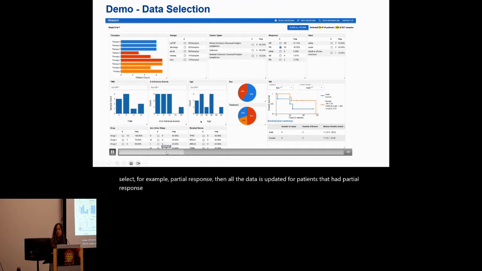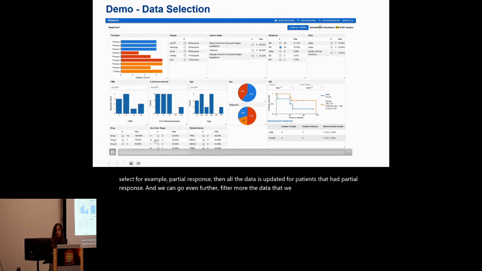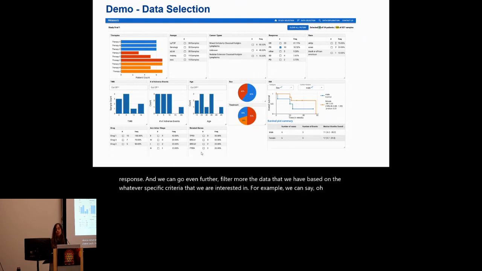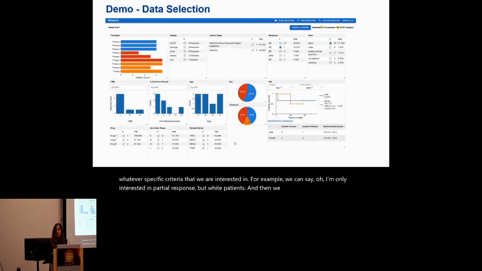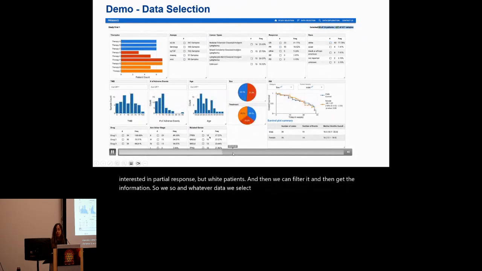And we can go even further, filter the data based on whatever specific criteria we are interested in. For example, we can say, I'm only interested in partial response, but white patients, and then we can filter it and get the information. And whatever data we select, when we go to the next page, it's going to update accordingly.